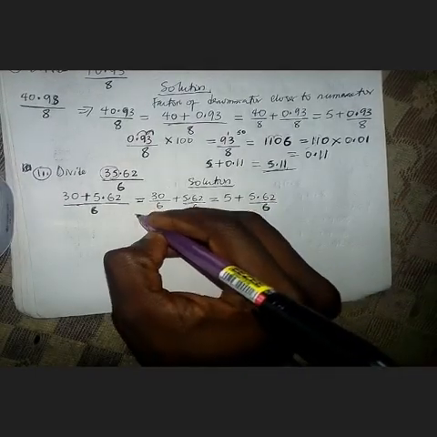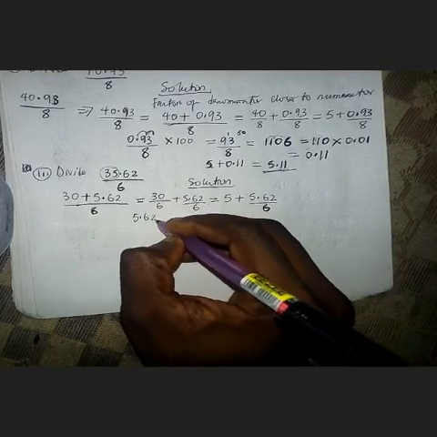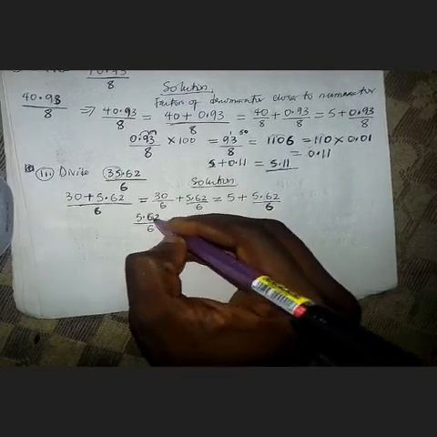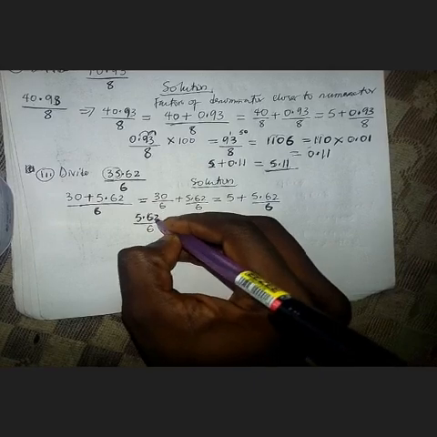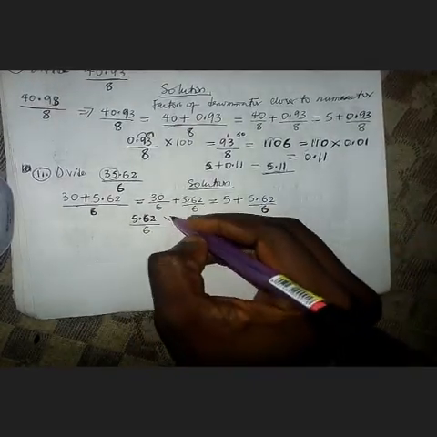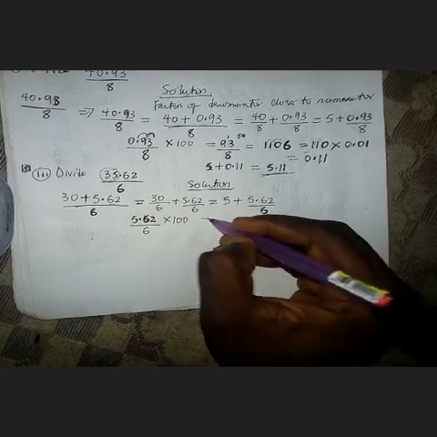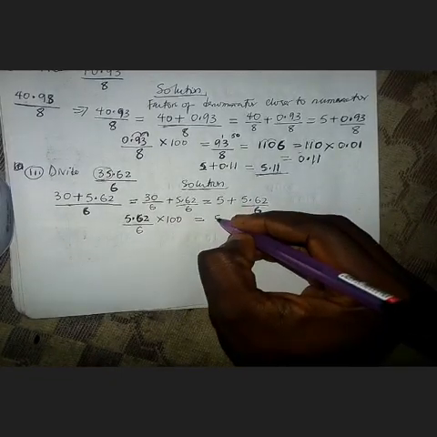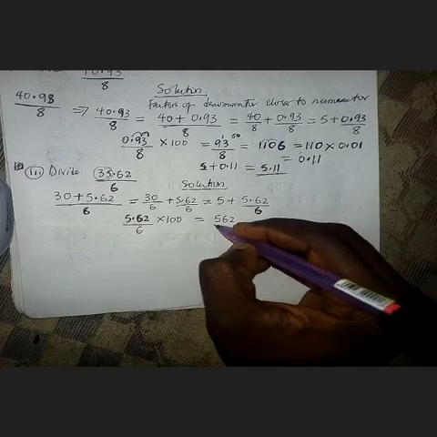Again, this 5.62 over 6 is not something that is possible like that. So we can multiply it by 100. So that will be 562 over 6.